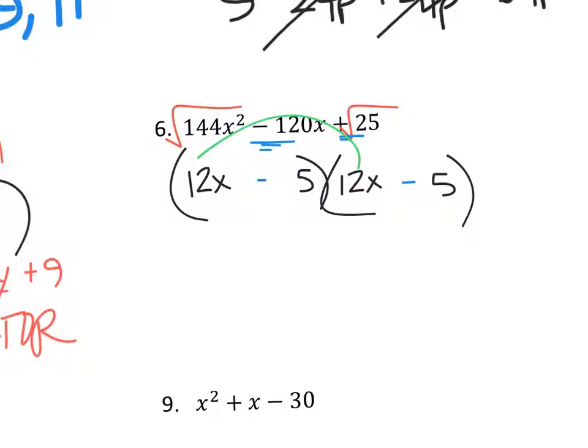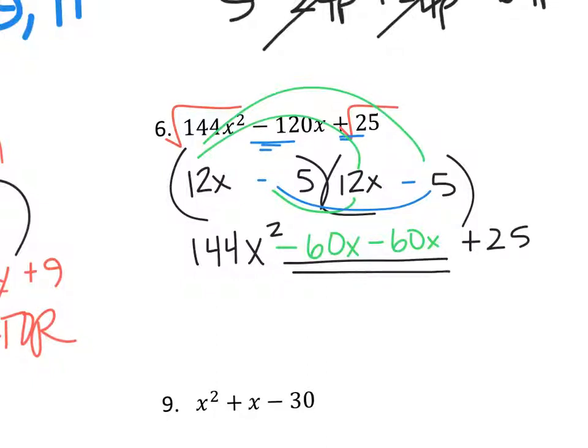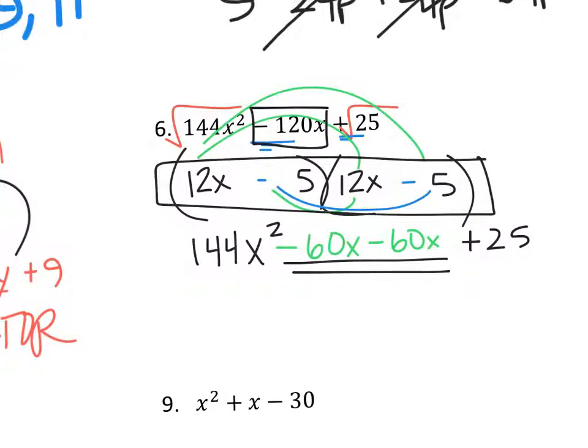So 12x times 12x is 144x squared. Outside, negative 5 times 12x is negative 60x. Inside is negative 5 times 12x, so that's negative 60x. And then last is going to be plus 25. So when I combine these, I get negative 120x, so this does work. You can write your answer like this, or you can write your answer as 12x minus 5 squared. Either one.